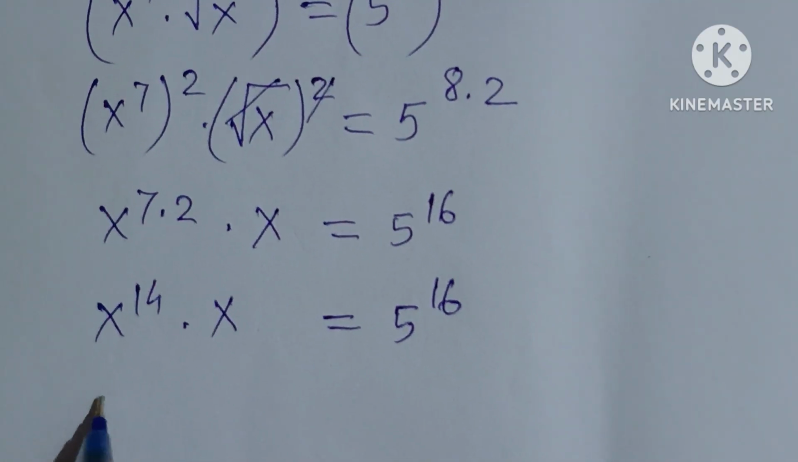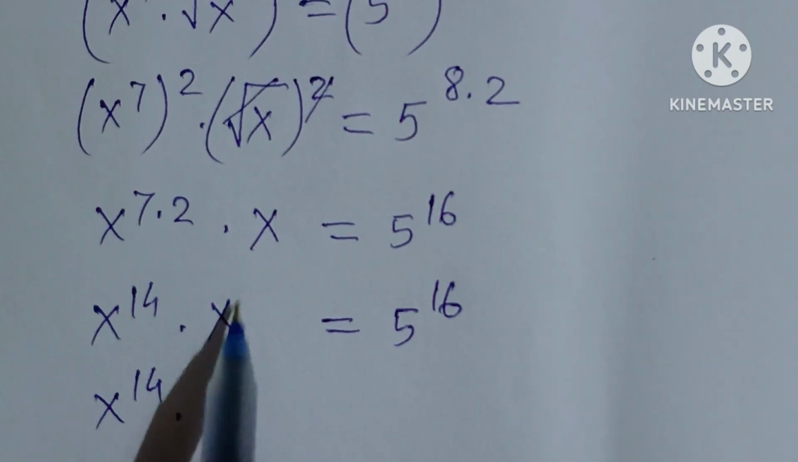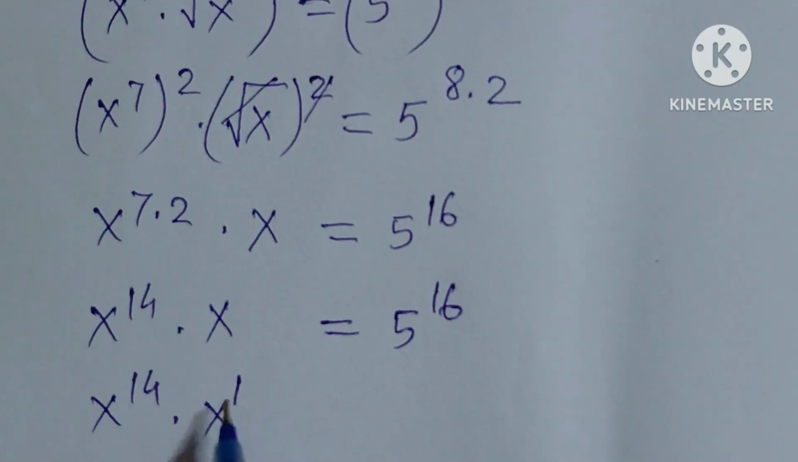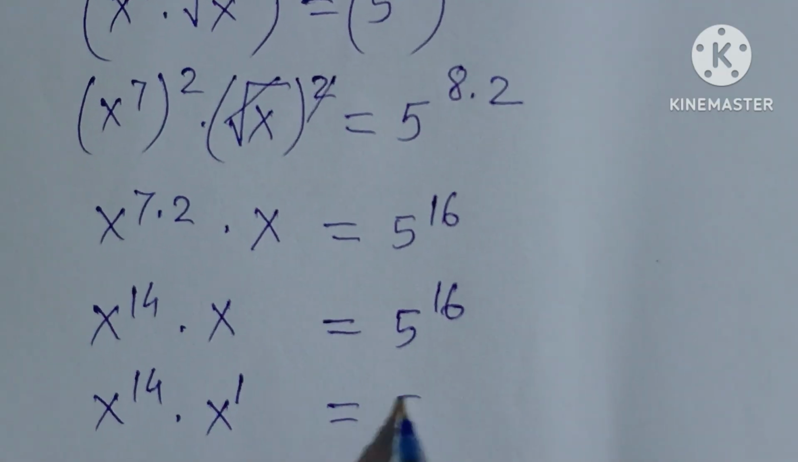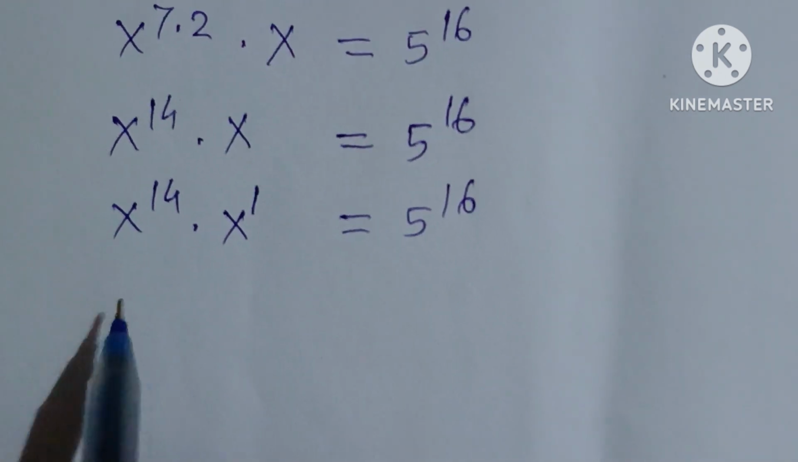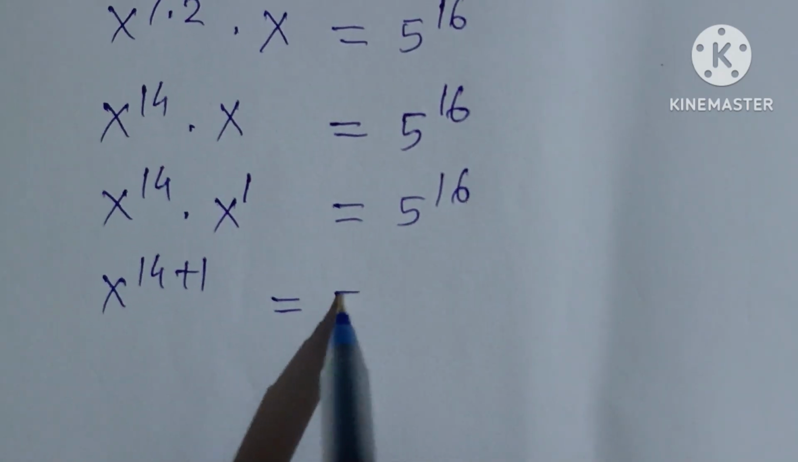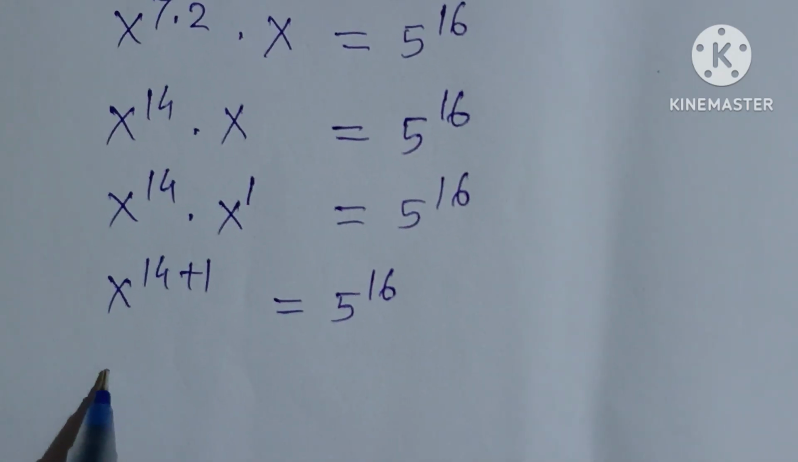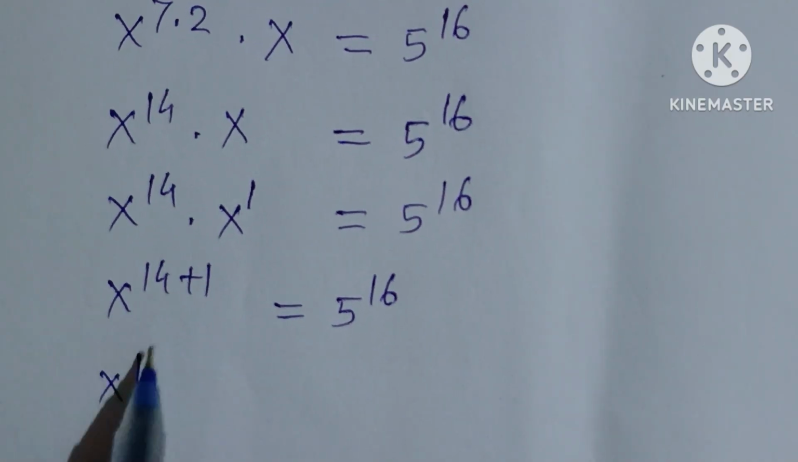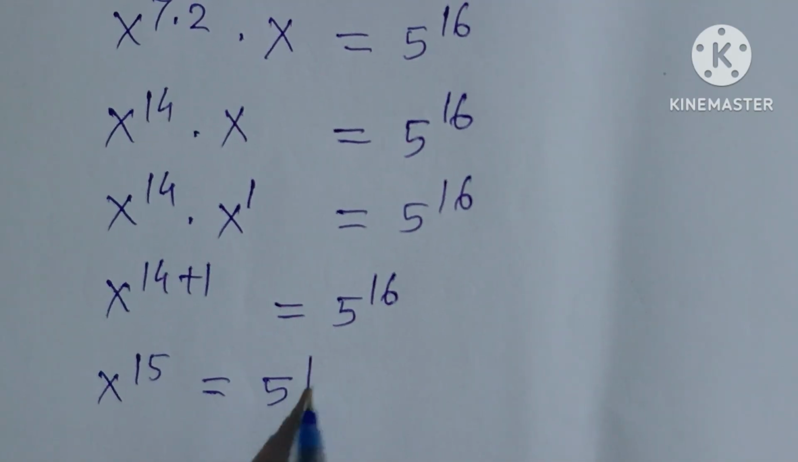Here we can write x raised to power 14 into x raised to power 1 equal to 5 raised to power 16. x raised to power 14 plus 1, 15, equal to 5 raised to power 16.